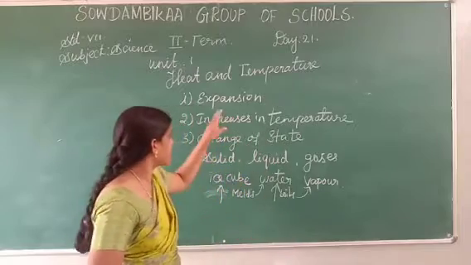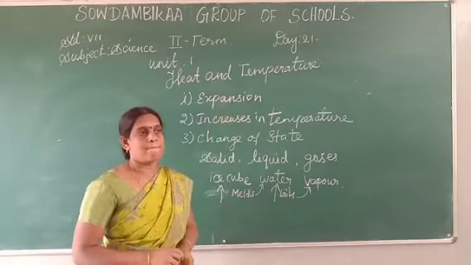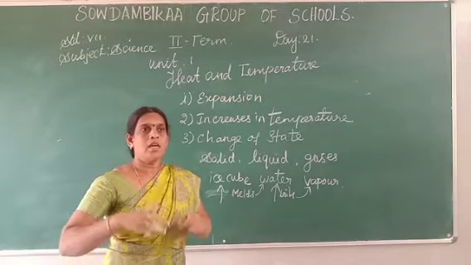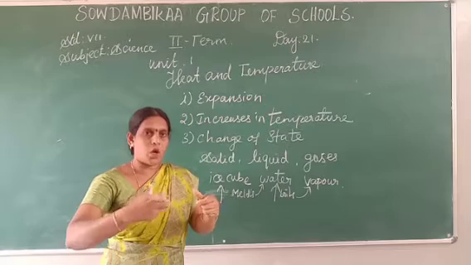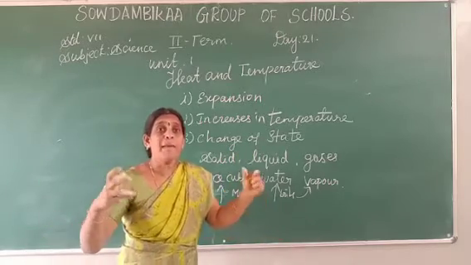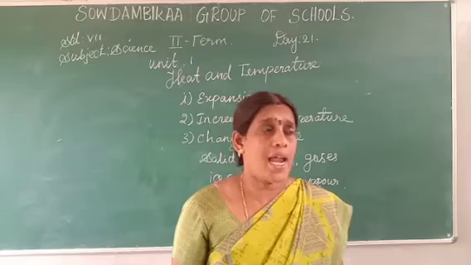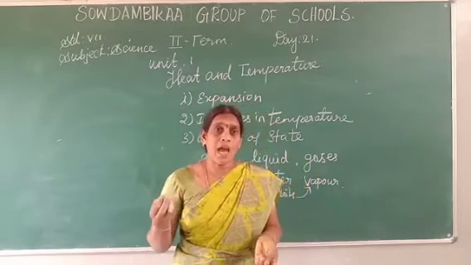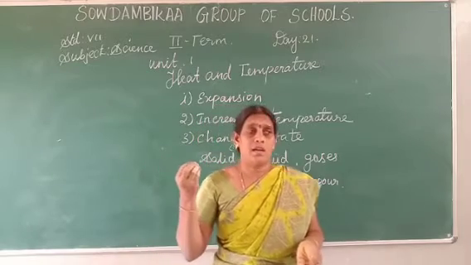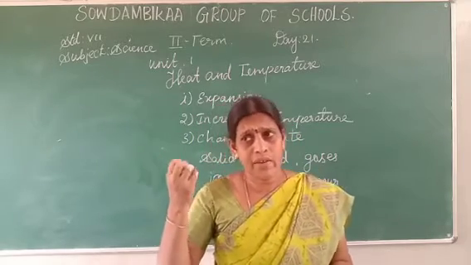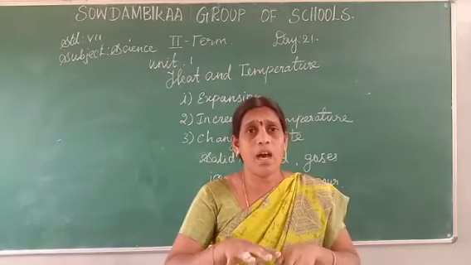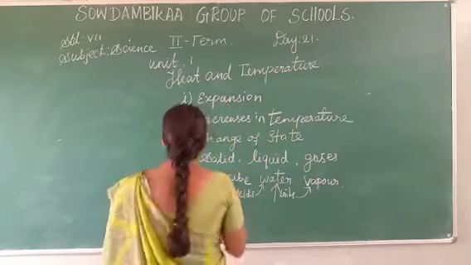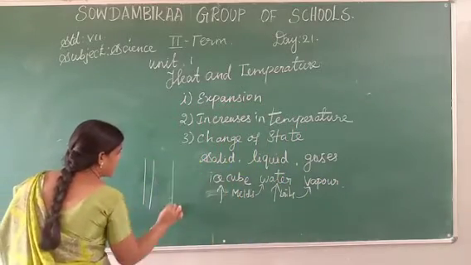Expansion. I am giving an example for expansion. Now I am taking an iron rod. Okay, iron rod. If you give heat to the iron rod, it may expand. And the railway track, you know, the railway track is made using iron rods. During heavy sunlight the iron rod expands. This is the railway track, you know.